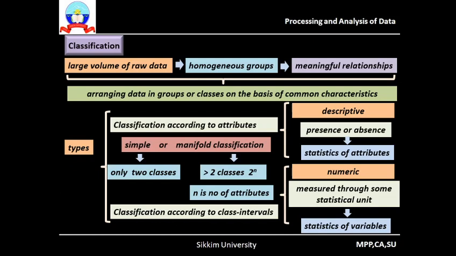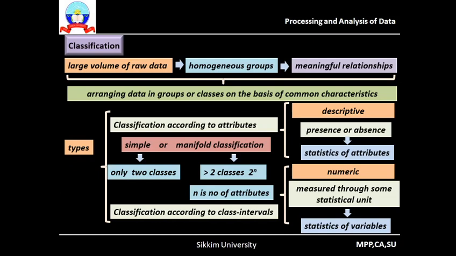Classification refers to creating a homogeneous group out of the large volume of raw data that has been collected. By homogeneous group, it implies a group that exhibits certain meaningful relationships. So classification refers to arranging data in groups or classes based on certain common characteristics. Now, there are two types of classification: classification according to attribute or classification according to class interval.